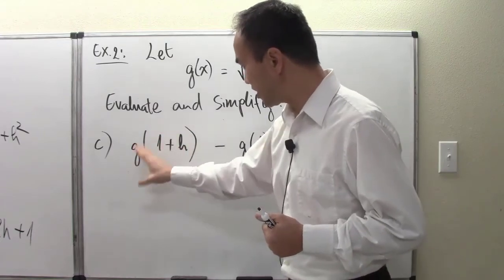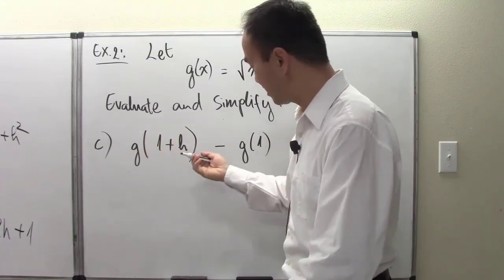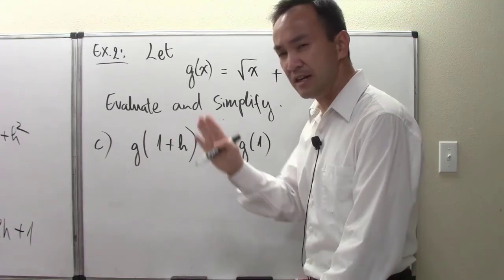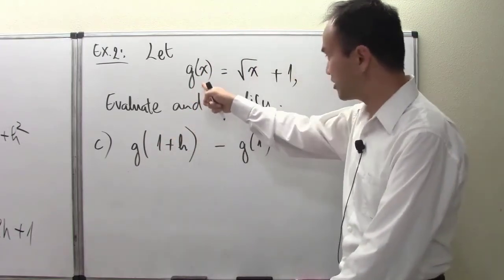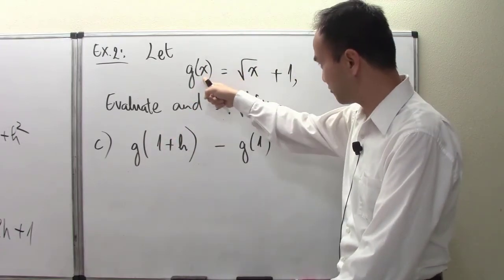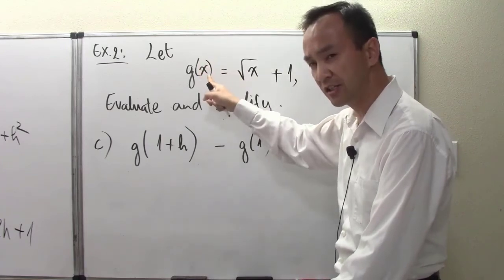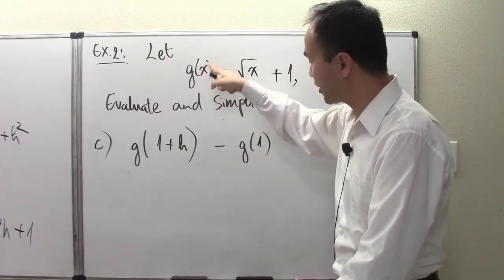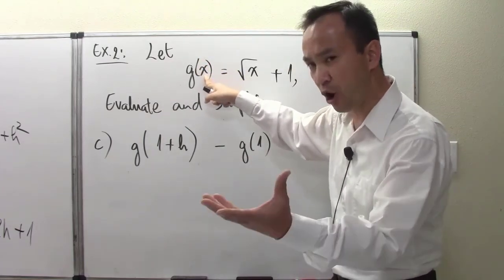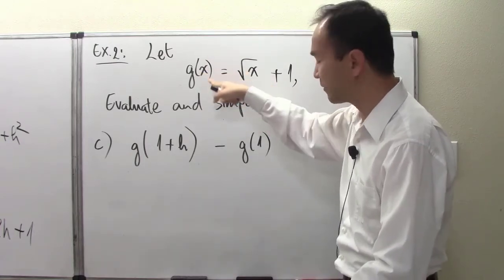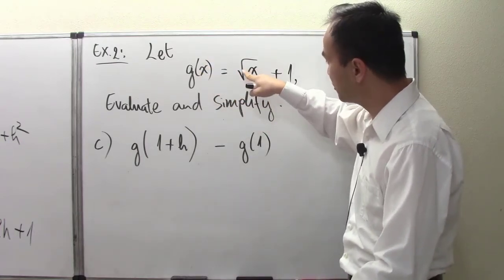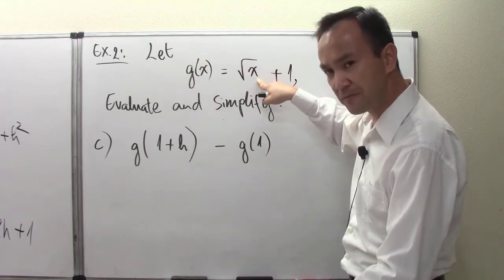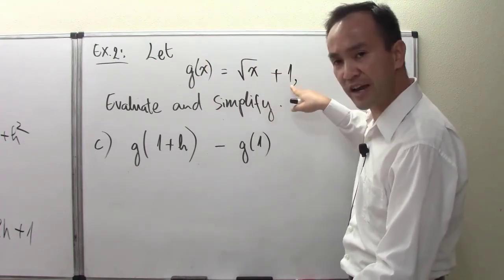So here's g of 1 plus h. Now again, just like the work we've been doing, g is our rule. G is the name of this rule. The rule says, whatever is in between the parentheses, that's the input. So generally for any input that we call x, the rule of this function says we need to take the square root of the input, and then after that we're going to add 1.